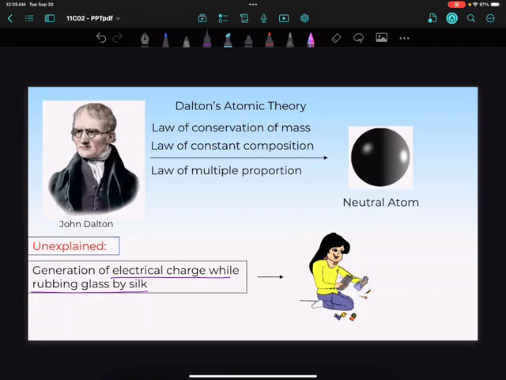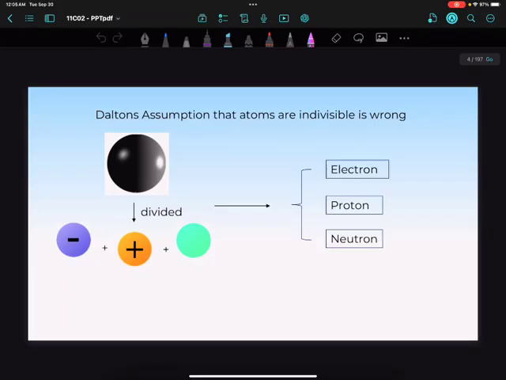According to Dalton's atomic theory, there are the law of conservation of mass, law of constant composition, and law of multiple proportions. So how did this occur? So Dalton's assumption that atoms are indivisible is wrong. Here is the proof that it is incorrect. So now we can say that an atom basically consists of three parts: a negative, a positive, and a no charge, or you can say neutral.